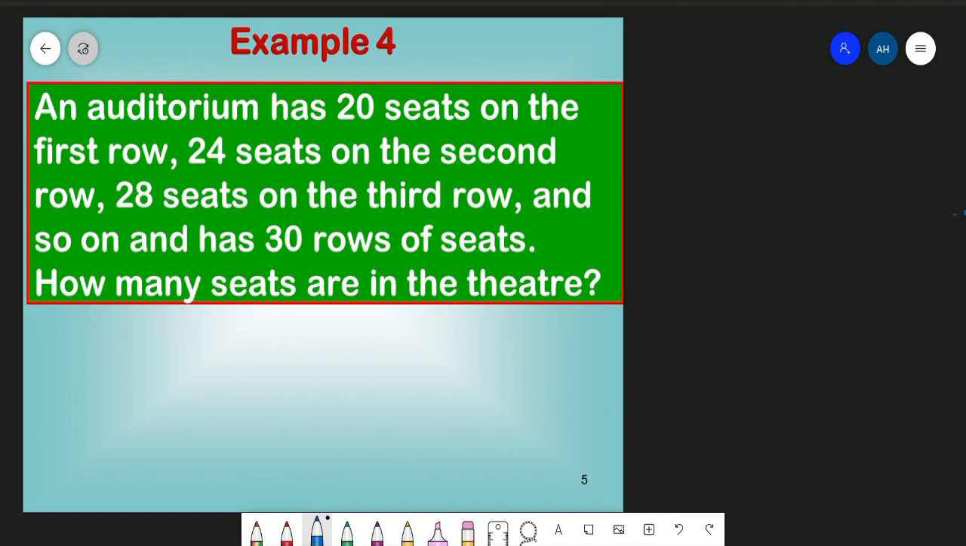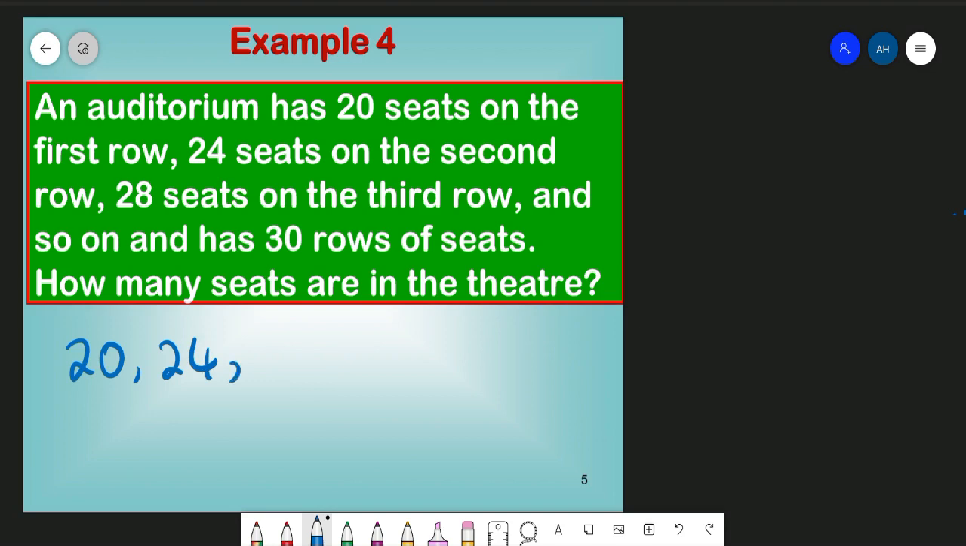We are given in this problem an auditorium that has 20 seats on the first row, 24 seats on the second row, 28 seats on the third row, and so on, and has 30 rows of seats. Now the question is, how many seats are in the theater? So let's write down the terms of this sequence. For the first row we have 20 seats. For the second row we have 24 seats.